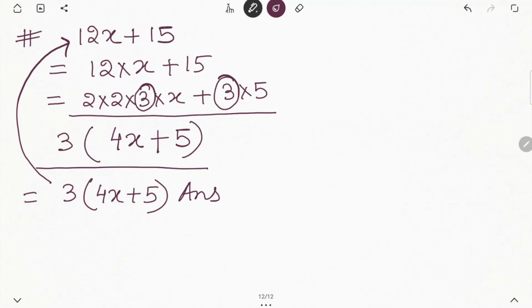If you get the original expression after multiplication, then we can conclude that yes, 3 and 4x plus 5 are the factors of 12x plus 15, because we know that after multiplying the factors, we always get the exact expression. So here if you multiply, we are getting 12x plus 15. So these are the factors of the given expression, right? Okay, let us come to another example.